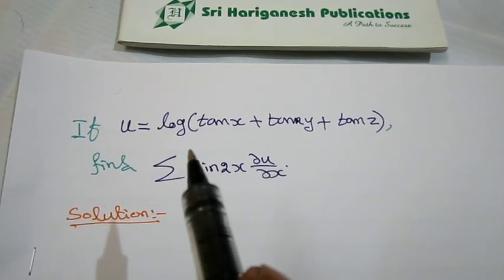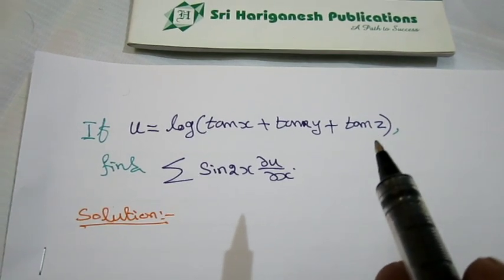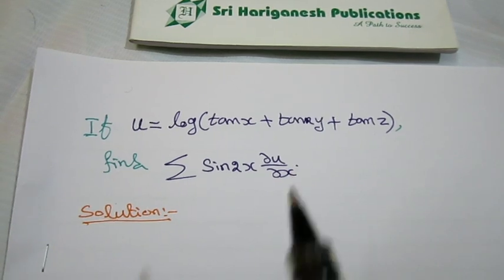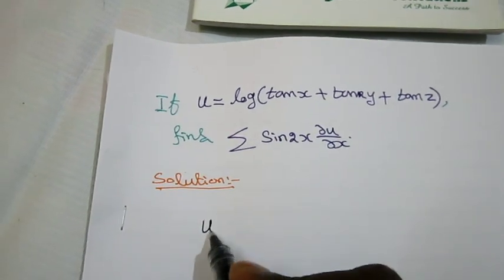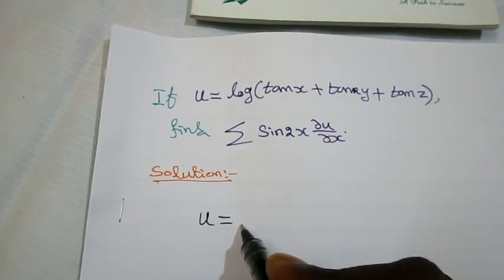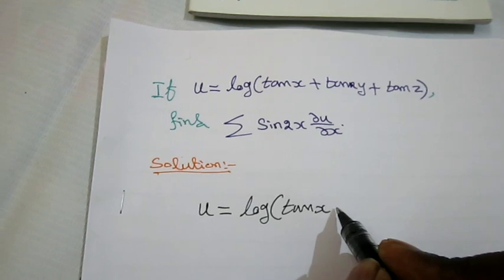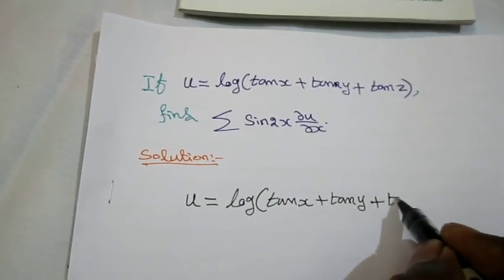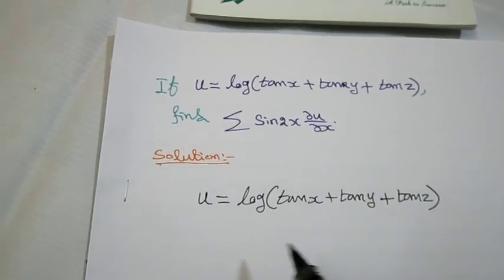If u is equal to log of (tan x plus tan y plus tan z), then find sigma sine 2x into dou u by dou x. So the given function is u is equal to log of (tan x plus tan y plus tan z). From this I want to find out dou u by dou x.